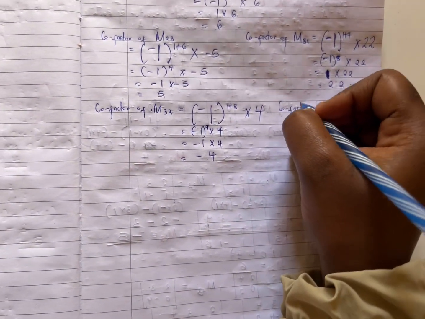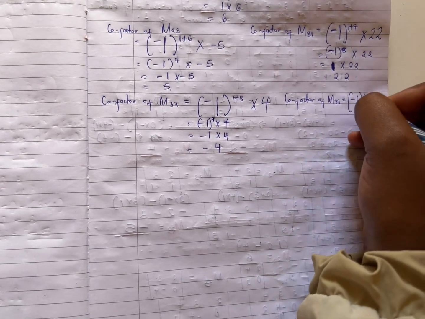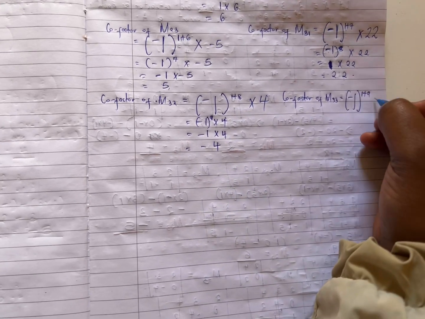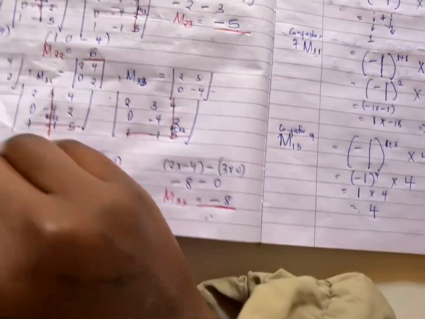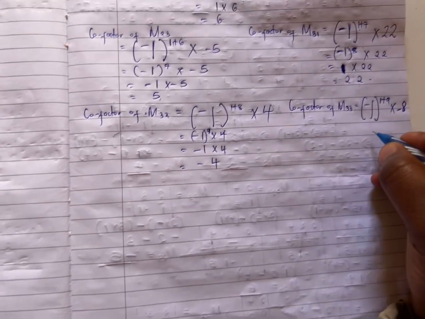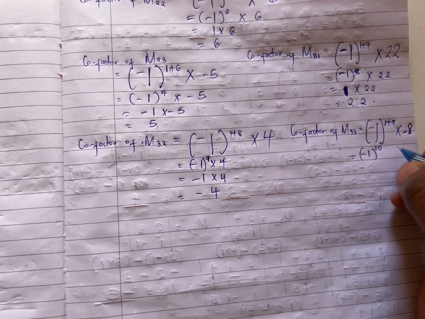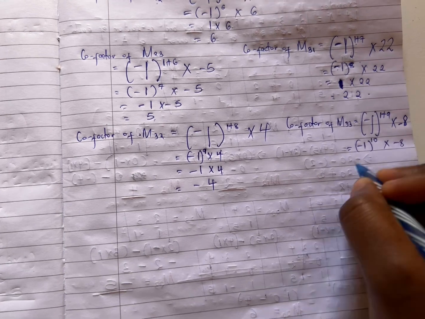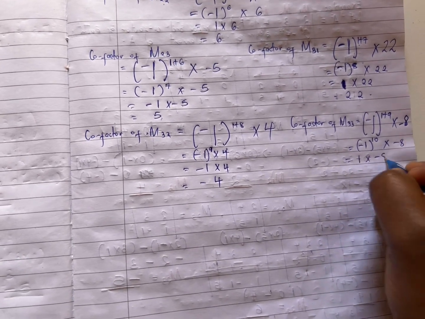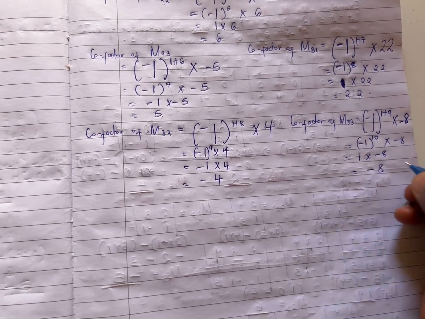We move to the cofactor of M33. We are finally getting down. Negative 1 power 3 plus 3 times our minor of M33, which was negative 8. So negative 1 power 6. Any negative power an even number will be positive. So 1 times negative 8. Our answer is negative 8.